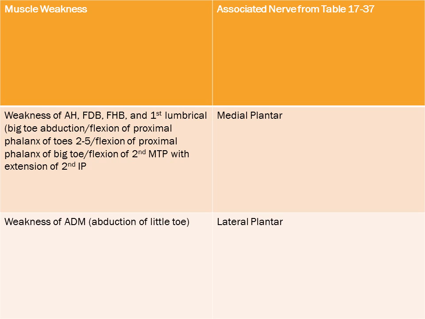All of those muscle weaknesses, basically all muscles on the sole of the foot that go to the toes, including the big toe, are associated with the medial plantar nerve. And then finally, weakness of abduction of the little toe, associated with the abductor digiti minimi, that's associated with the lateral plantar nerve. Okay, so once we've identified the associated nerve from Table 17-37, we can then go on to step 3.